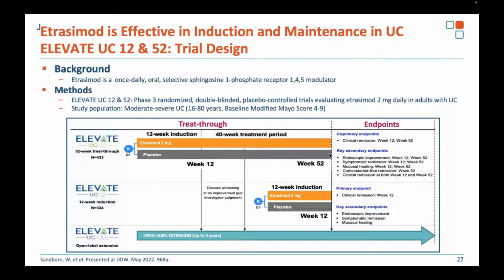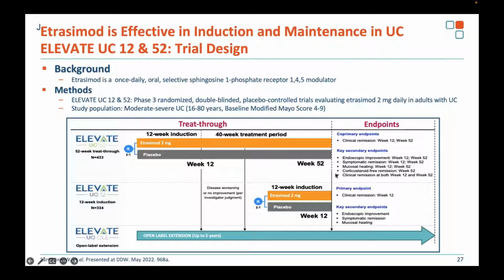There is another consequence of that kind of treat-through design, which is that you do allow the sort of slow responders to maintain themselves in the trial. So if you hadn't quite responded at week 12, you would have been excluded from a traditional phase 3 trial in the maintenance arm, but this you could continue. So you could sort of slowly drift into response over the 40 weeks. So that's the Elevate 52, a treat-through induction and maintenance trial.